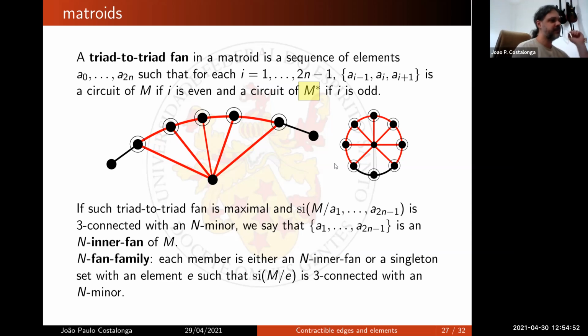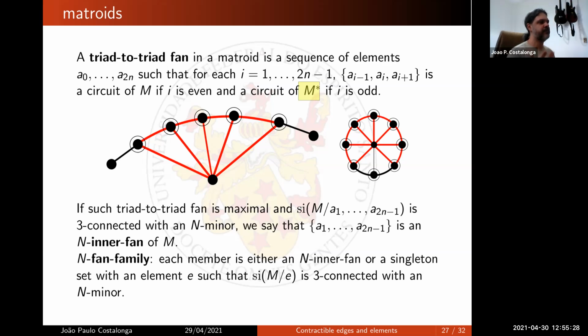And finally, an inner fan is a fan in which the contraction of all these edges, a set of red edges like this, or red elements if we're talking about matroids, can be done one at a time. It doesn't matter the order you contract, you get the same matroid, so we may talk about the contraction of the whole set. This will be a tree-connected matroid with an N minor.